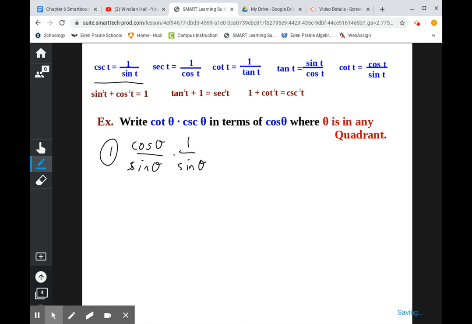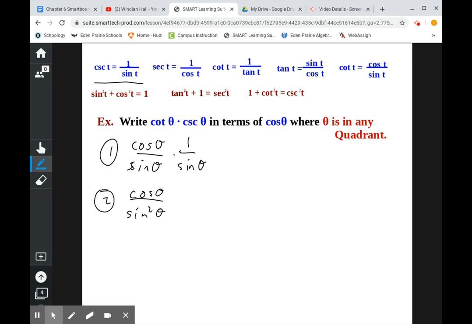Step 2, I'll just multiply. Cosine theta times 1 is the cosine of theta, and sine of theta times sine of theta is sine squared of theta. So far, so good. I only want it in terms of the cosine, so I have to do something with the sine squared theta. Keep in mind, this one says where theta is in any quadrant.